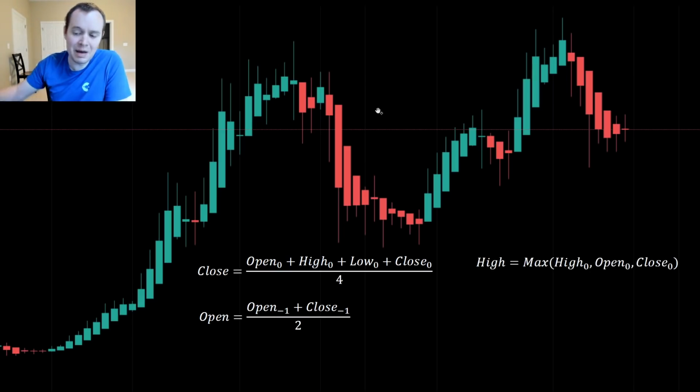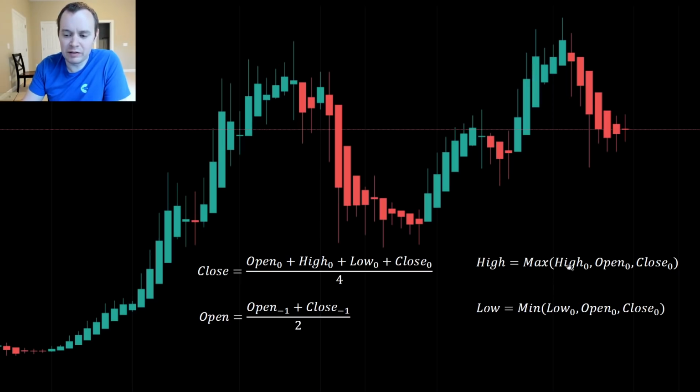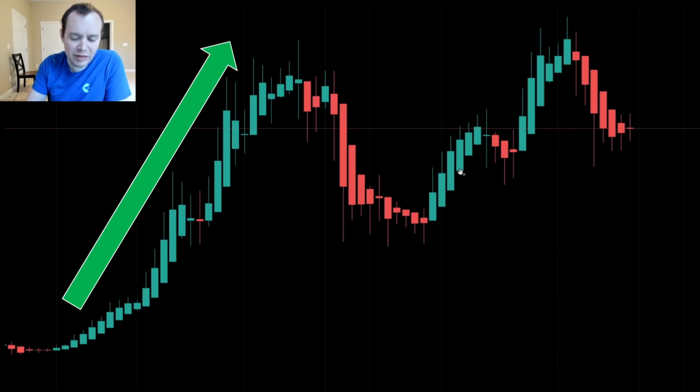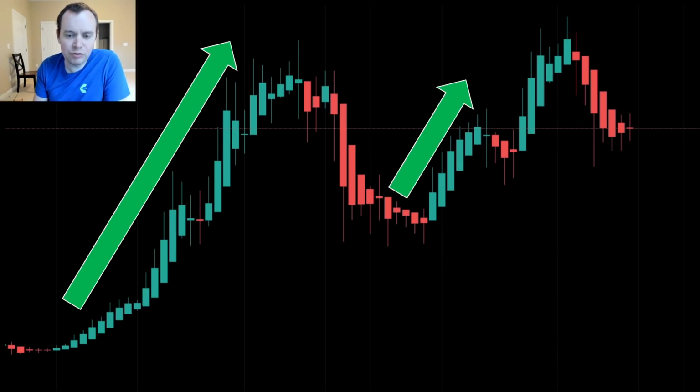The high is the max of the high of the current period, the open of the current period, and the close of the current period. But remember, the way you calculate the open is actually dependent on the one before it. And then the low is the min of the low of the current period, the open of the current period, and the close of the current period. Therefore, open 0 is equal to the open of the current period, and open minus 1 is the open of the prior period. Okay, so with that in mind, as we said in the video yesterday, you can generally identify uptrends and downtrends.